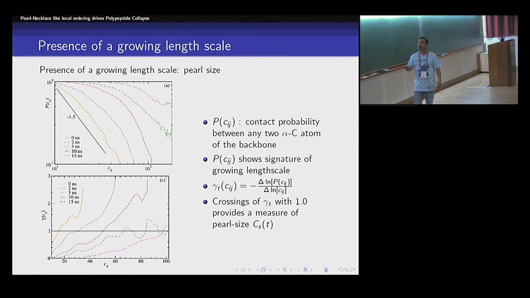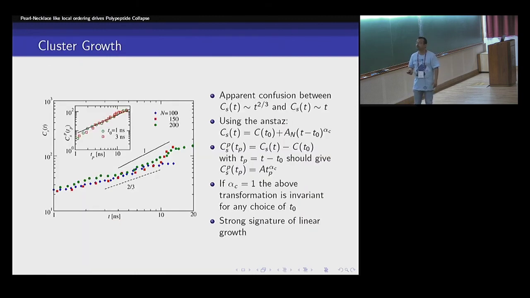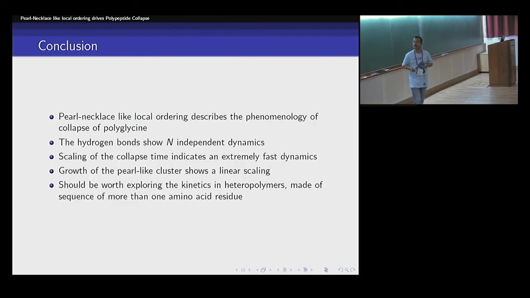And by calculating the corresponding local slopes, we extracted the average cluster size, which we have plotted here. And in this case also, if you do some kind of scaling analysis, you indeed get the confirmation that the cluster growth is still linear with time, which is in accordance with the homopolymer coarse-grained model case also.